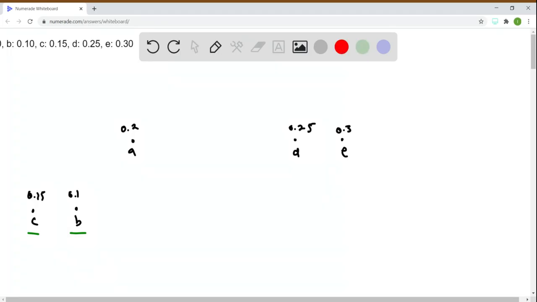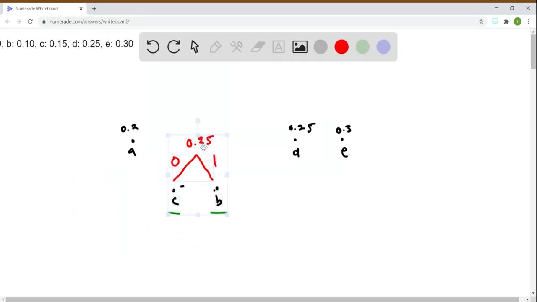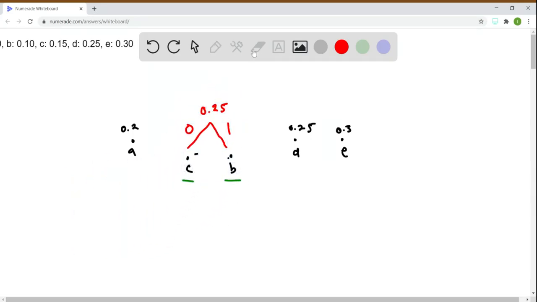Okay. So then we would combine these two into one. So again, remember, left is 0, right is 1. And then we want to combine these probabilities here. And so the frequency is going to be 0.25. All right, so now what we can do is get rid of that and then scoot these letters up. Now at this point, what we're going to do is place this tree back in line with the others. So we have 0.2, 0.25, 0.25, and 0.3.